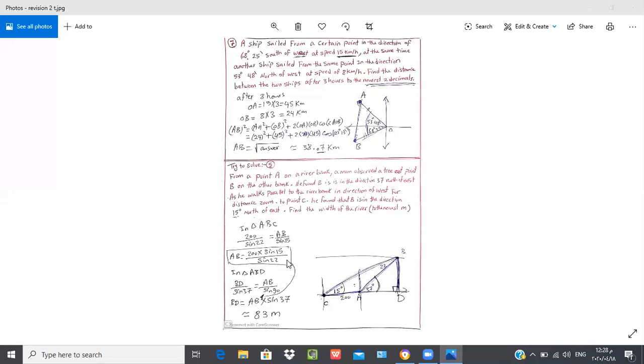Okay, I leave it as it is. I said before, don't approximate twice in the same problem. I will go to this triangle and I say AB over sine 90 equals DB, which we need, over sine 37. I make cross multiplication, so DB equals AB multiplied by sine 37. Instead of AB, I will put all of this amount. So it will be approximately 83 meters.